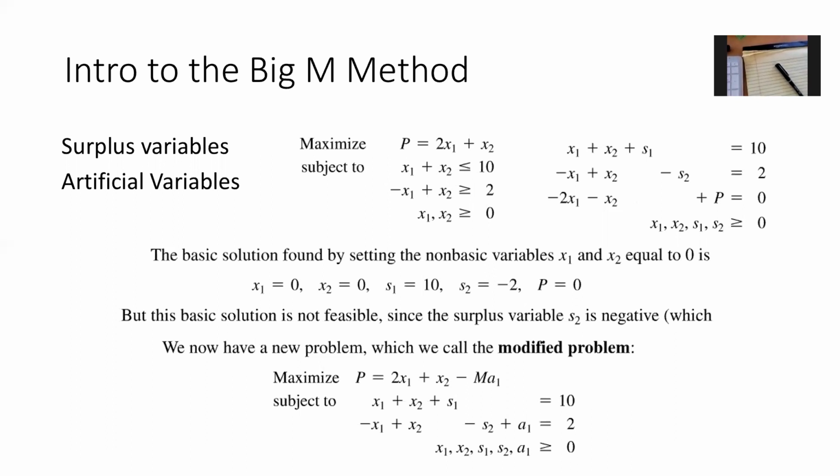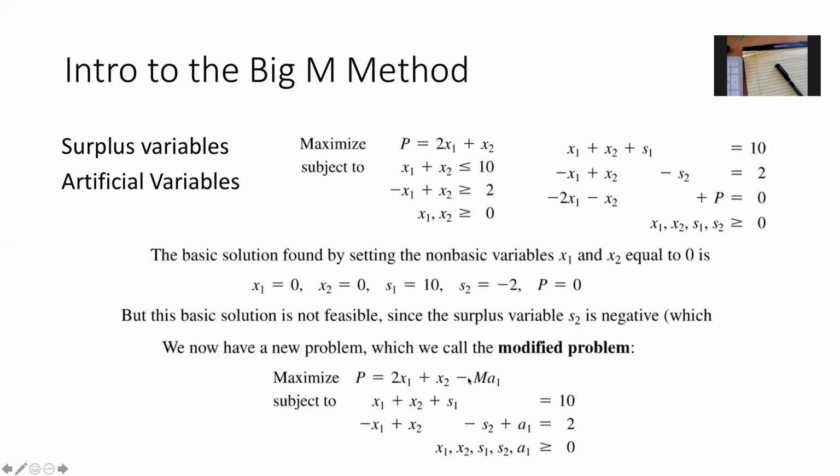So because of that, we need to add in something called an artificial variable. If you look at the bottom of the screen, you see now that surplus variable, minus s2, plus a sub 1 is equal to 2. This is the introduction of an artificial variable, so that we have x sub 1, x sub 2, the slack variable, the surplus variable, and the artificial variable all greater than or equal to 0.